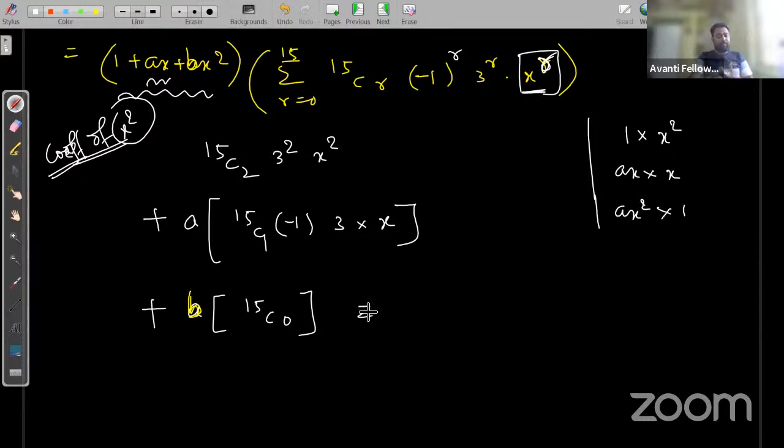So when we find this, what you are getting will be the coefficient of x square, and if you calculate it, it will give you 0. You can calculate it and it will be giving you 0. Okay.